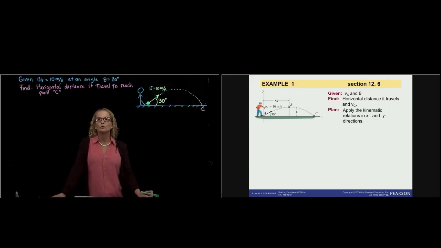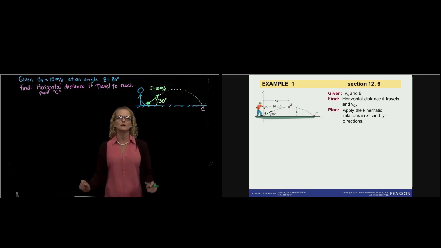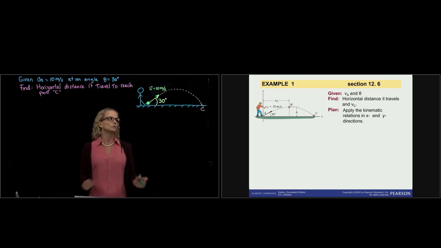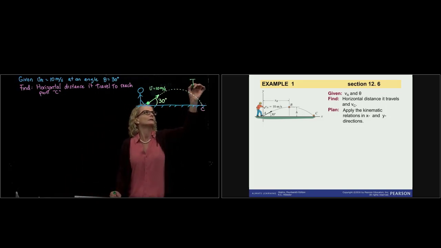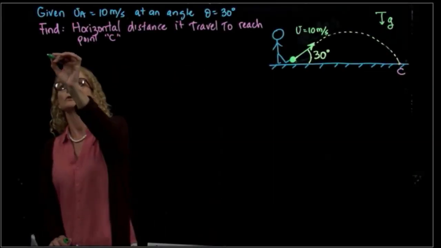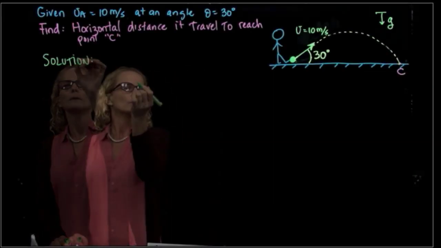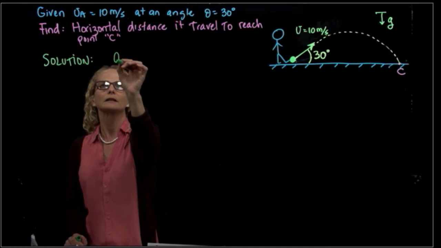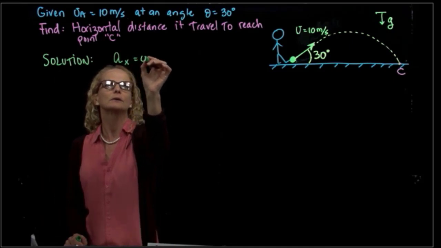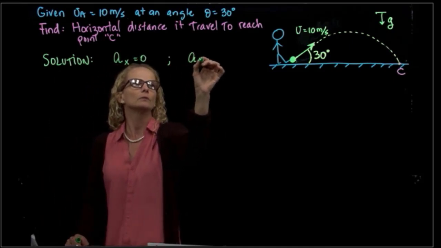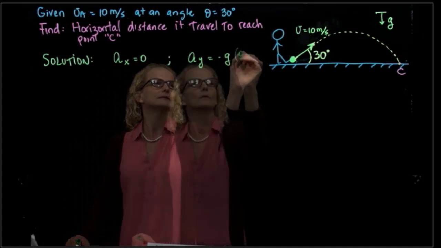Hi, this is example number 1 of section 12.6, and we are talking here about parabolic motion. As you know, the only acceleration that we have in parabolic motion is the gravity. For the solution of this problem, we have to consider that the acceleration in x direction is equal to 0, and the acceleration in y is gravity and is a constant.